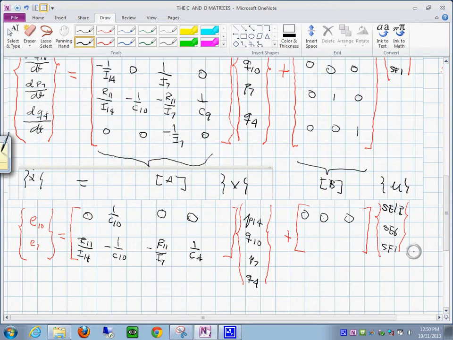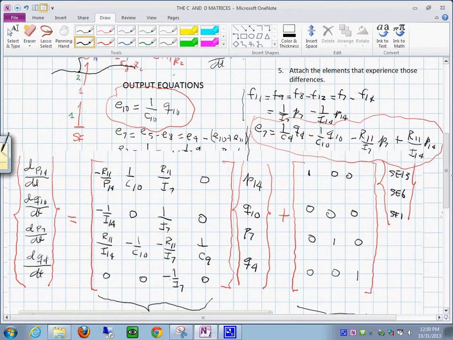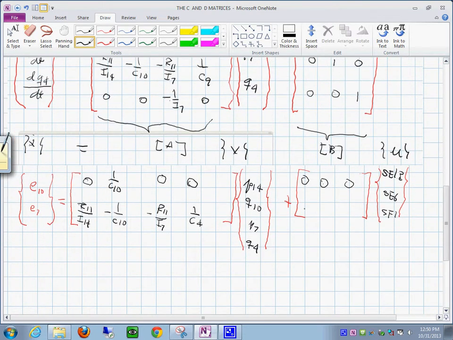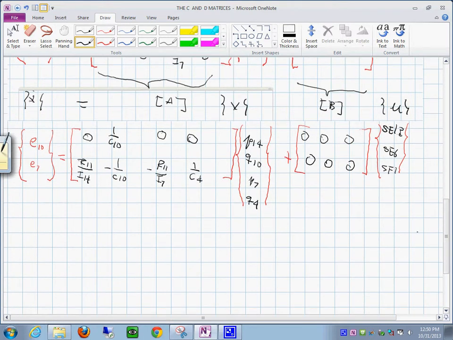And then does it have any sources here? No. So these are 3 zeros here. But the states vector and the input vector need to stay like this. Need to have all the rows and all the columns that it needs to have, otherwise we'll be making a mistake. So this matrix here is called the C matrix, and this matrix over here is called the D matrix.